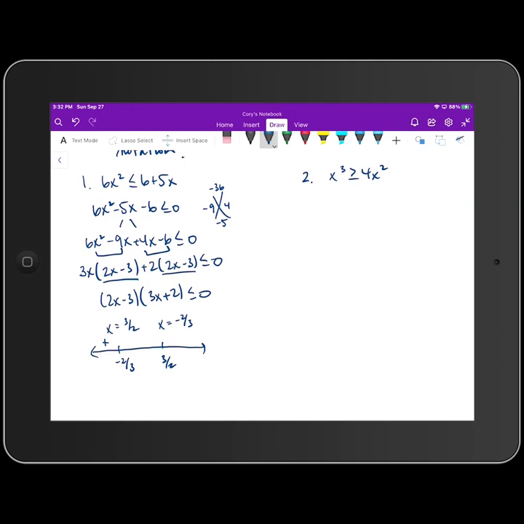I can pick a value on the middle interval. Let's say I pick 0. When I plug 0 in the place of x, the first factor is negative and the second factor is positive, so that resulting product is negative. And if I pick a value larger than 3/2, let's say I pick 2, the first factor is positive and the second factor is positive, which makes that product positive.